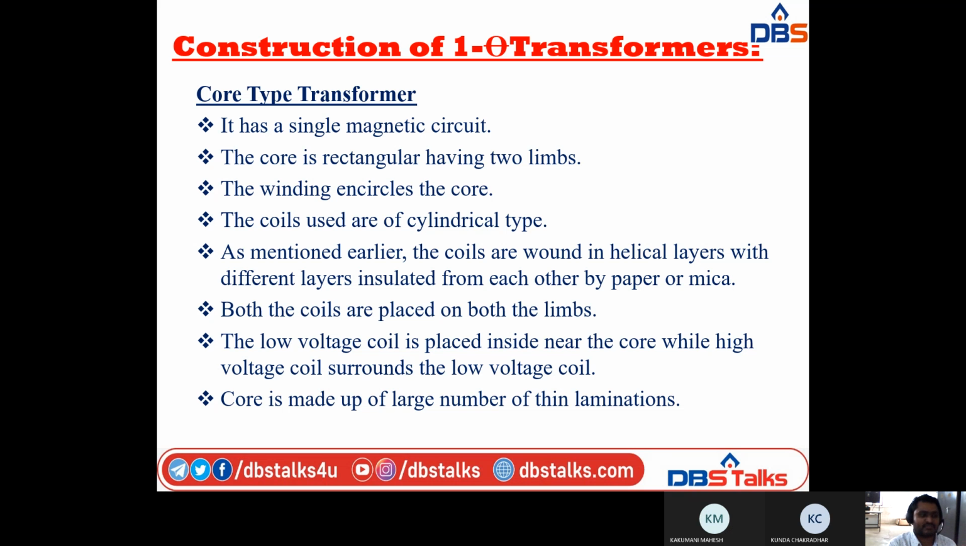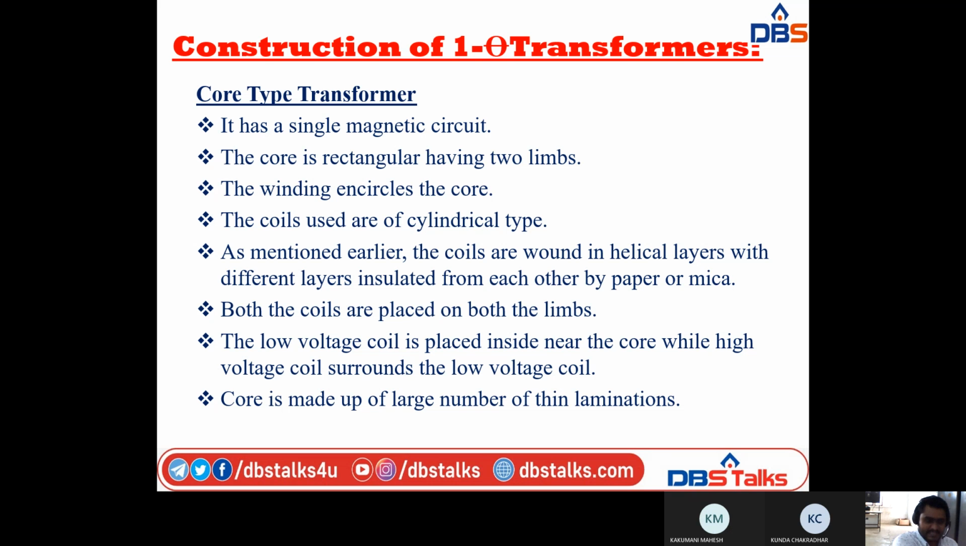The core type transformer has a single magnetic circuit. In the core type transformer, the core is rectangular, having two limbs, and the winding surrounds the core. As mentioned earlier, the coils used are cylindrical type.